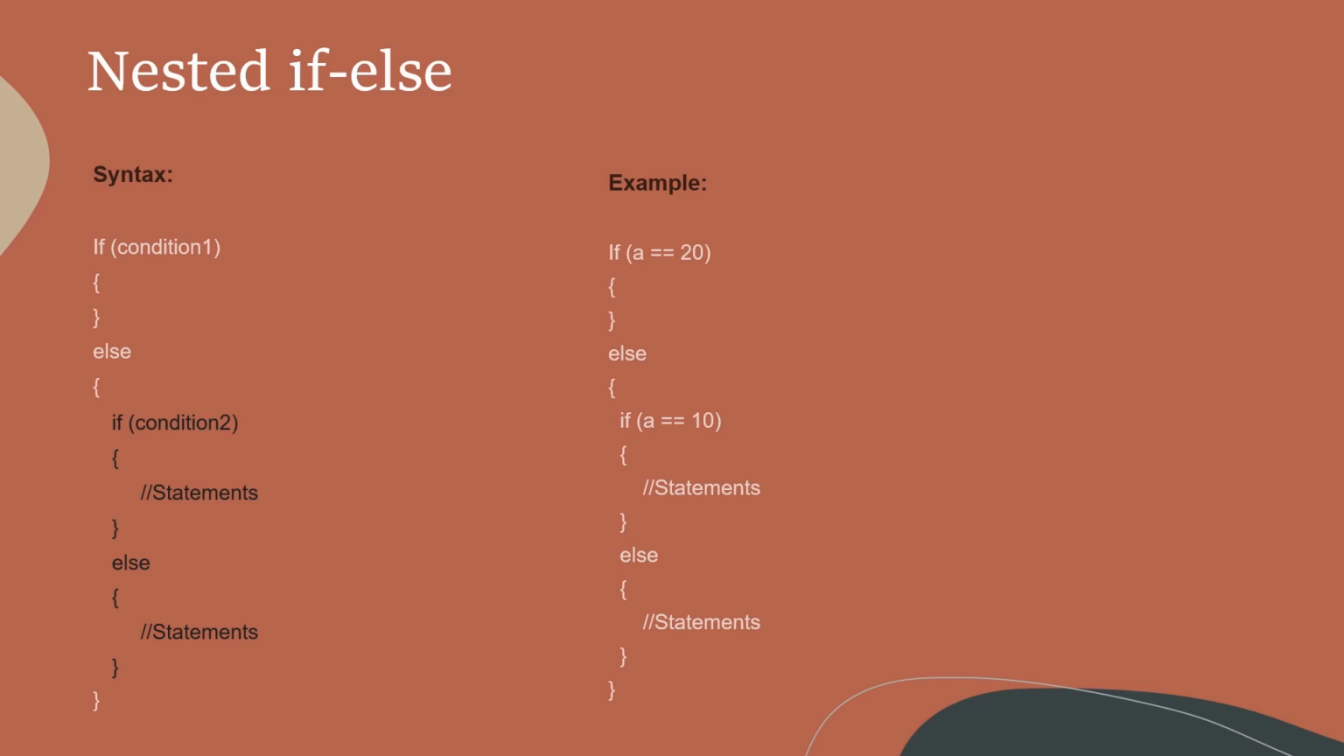Nested if else is just an extension of if else itself, so you do not have to be confused about this. You will understand this properly when we actually go into the coding part and we look at how we can execute these things. Okay, so let's move on.